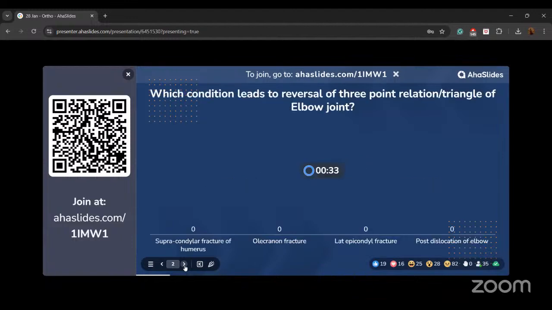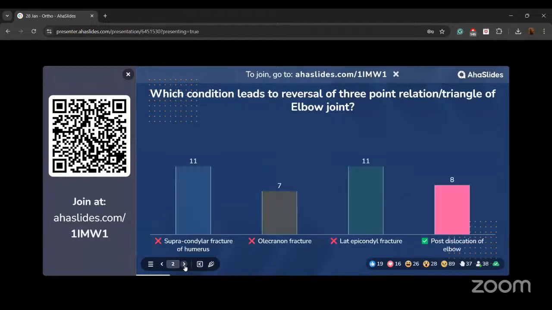Which condition leads to reversal of three-point relation or the triangle of the elbow joint? So think about the typical elbow alignment. In this injury, the bones are not where they are supposed to be, and it's causing a disruption in the triangle formation. So what could it be? All these type of questions can also be asked, and we often, if we miss the revision of these topics, then we'll see the answer.